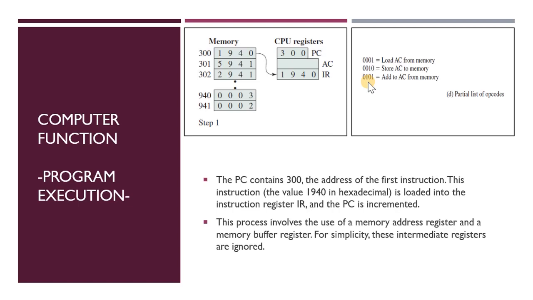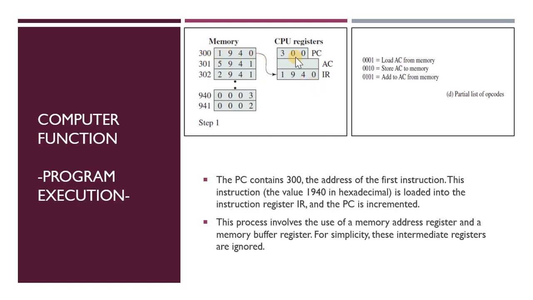So here what happens is, inside the CPU register, the PC is the program counter. What is the role of the PC? Basically, it contains the address of the next instruction to be fetched from memory. So here 300 is the instruction that needs to be loaded from memory to the instruction register.